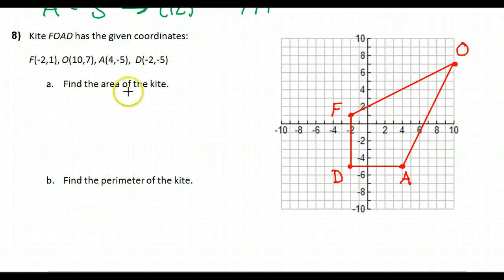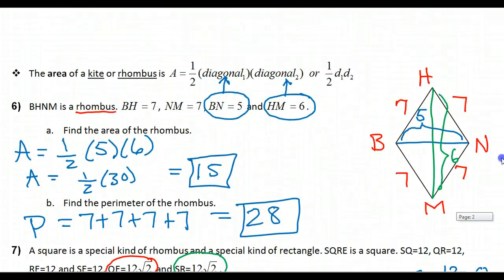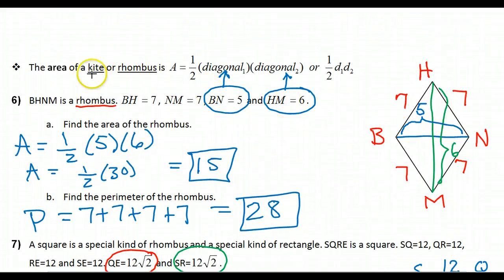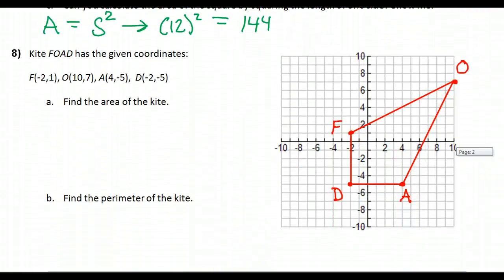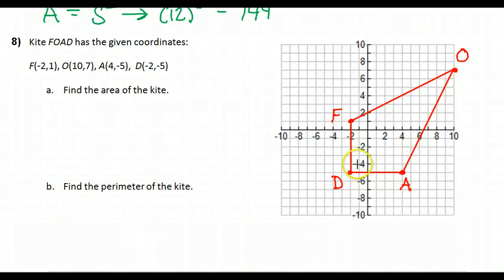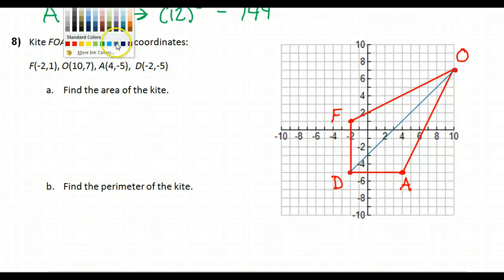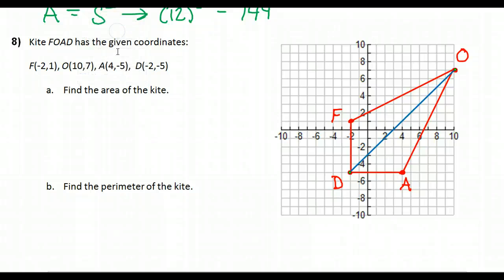Now, we are supposed to find the area of this kite. Do we know a formula for the area of a kite? Well, yes, we do know the formula for area of a kite. Area of a kite is the same as the area of a rhombus, 1/2 diagonal times diagonal. So we need to know what the lengths of these diagonals are. So we need to know the length of DO, for example. Okay, that's one of the diagonals. Let's go ahead and find that real quick right now.